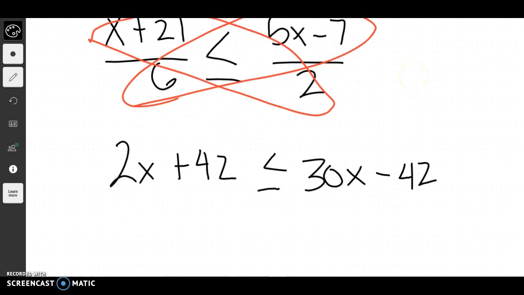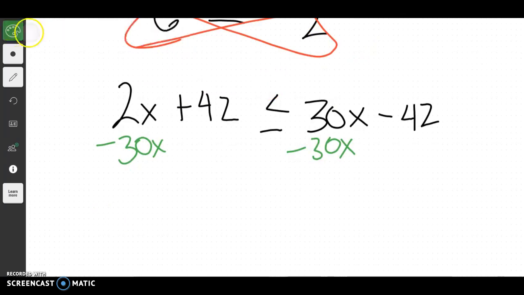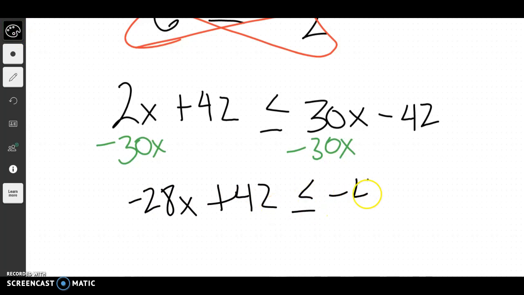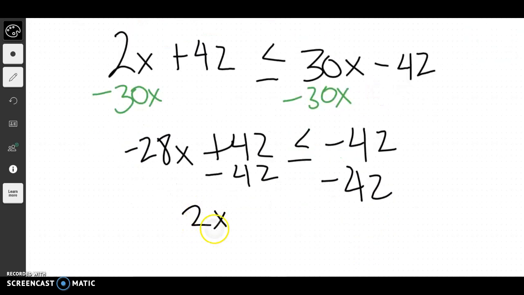My next step would be combining all my like terms. Again, I'm going to try to get all the x's to the same side, so I'm going to subtract 30x on both sides. I'm going to get negative 28x plus 42 is less than negative 42. I'm going to subtract 42 on both sides. And I'm going to get negative 28x is less than or equal to negative 84.